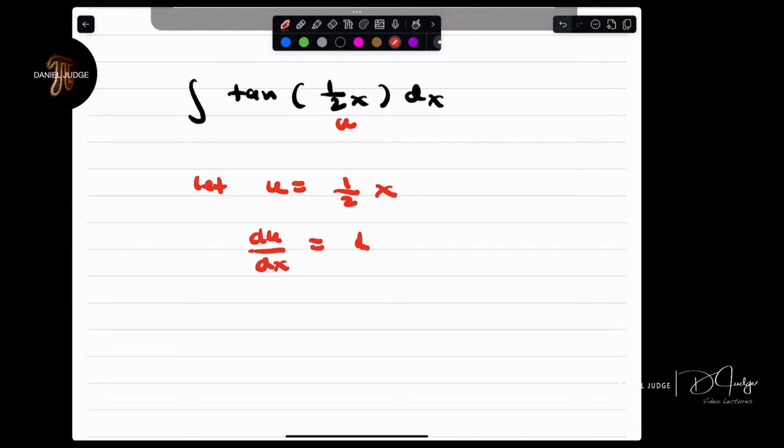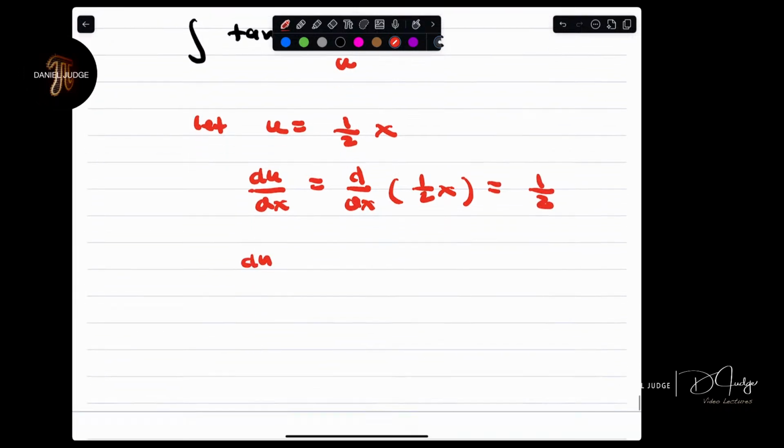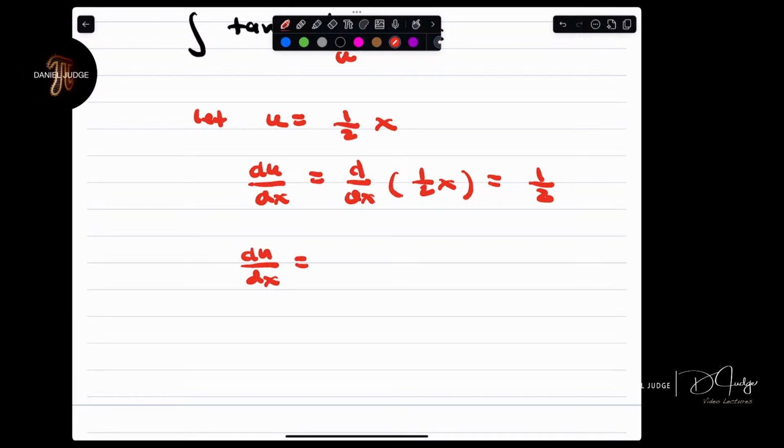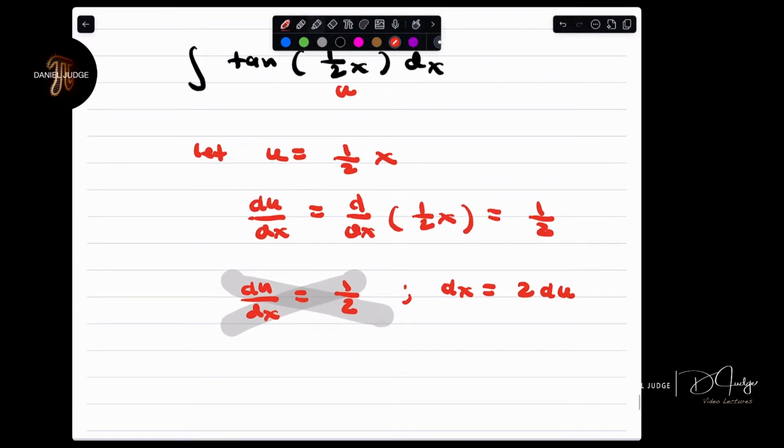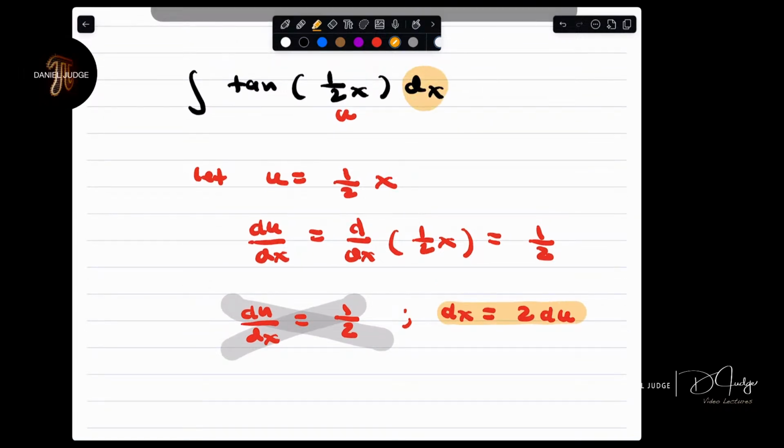du dx will be d dx of 1/2 x, which is really what? 1/2. So du dx is 1/2. You can cross multiply. And what that gives you now is dx is 2 du. Okay? So don't forget, we got to solve for dx, and it looks like we just did just by cross multiplying. So here's our dx, which we'll replace here with our u sub.